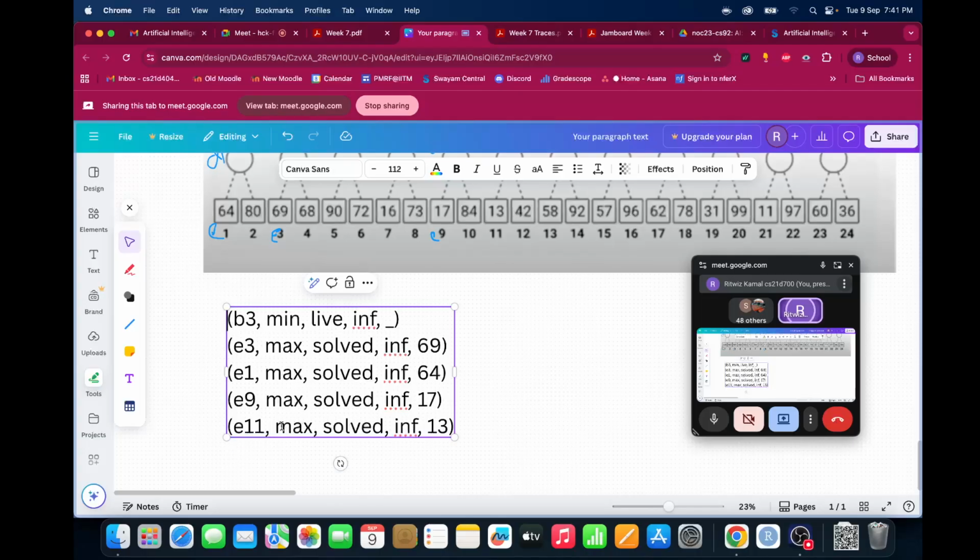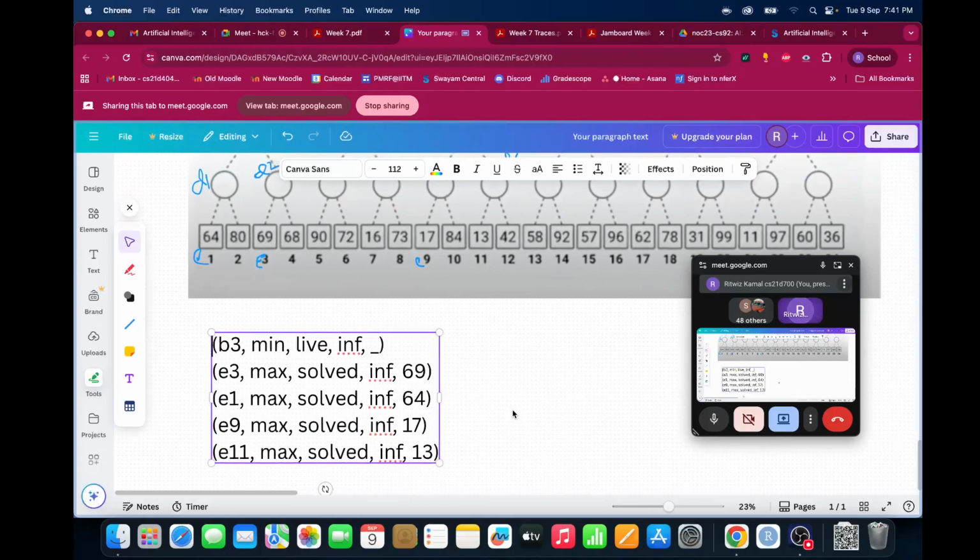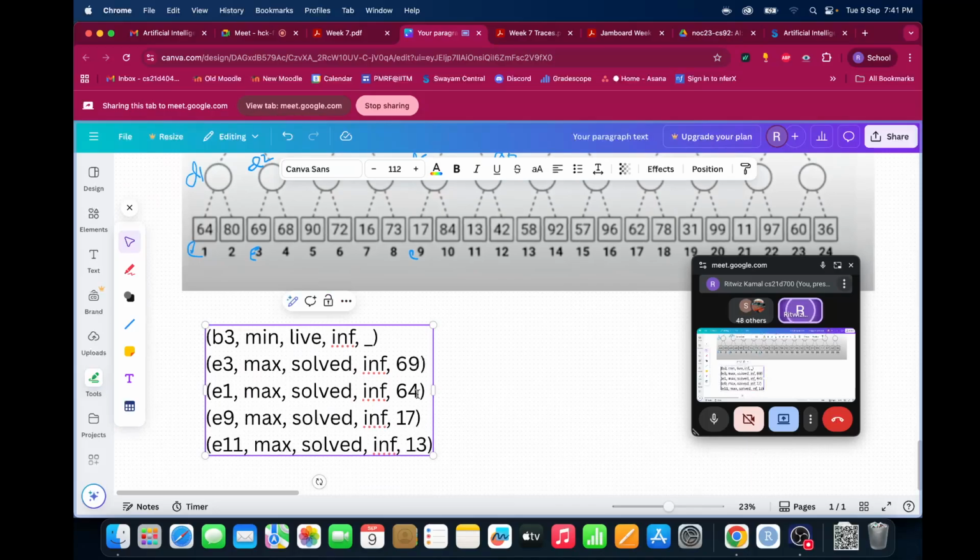Okay, so have you placed E11 in the correct position? Yes. Okay. Now B3 is at the top. Do you already see what we are doing here?